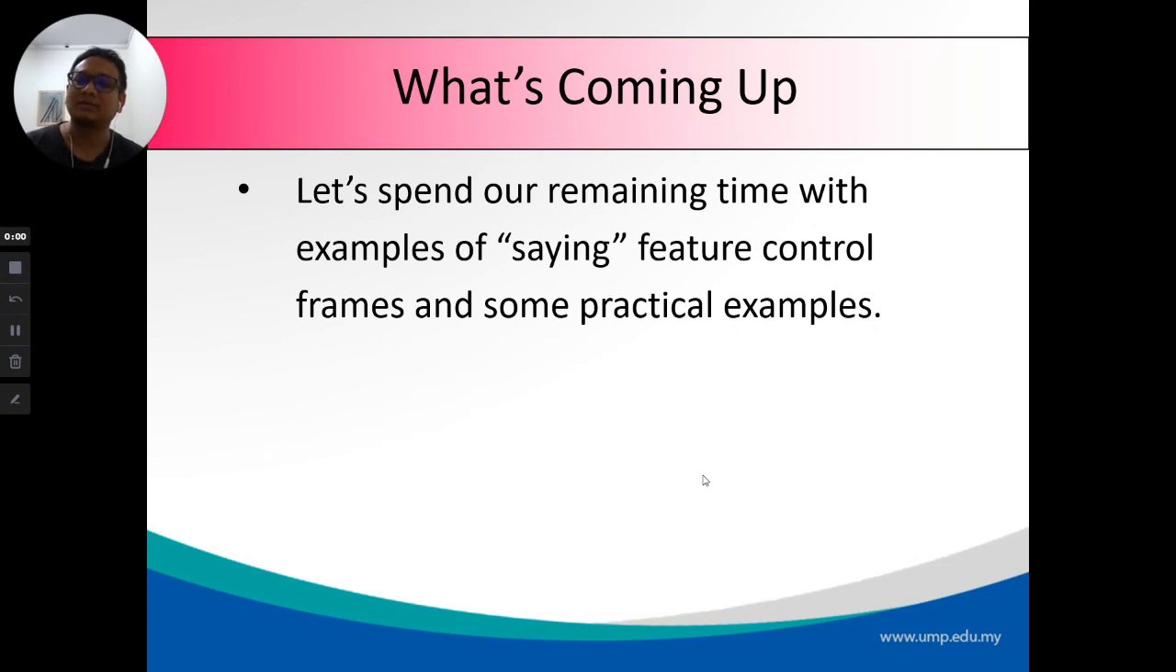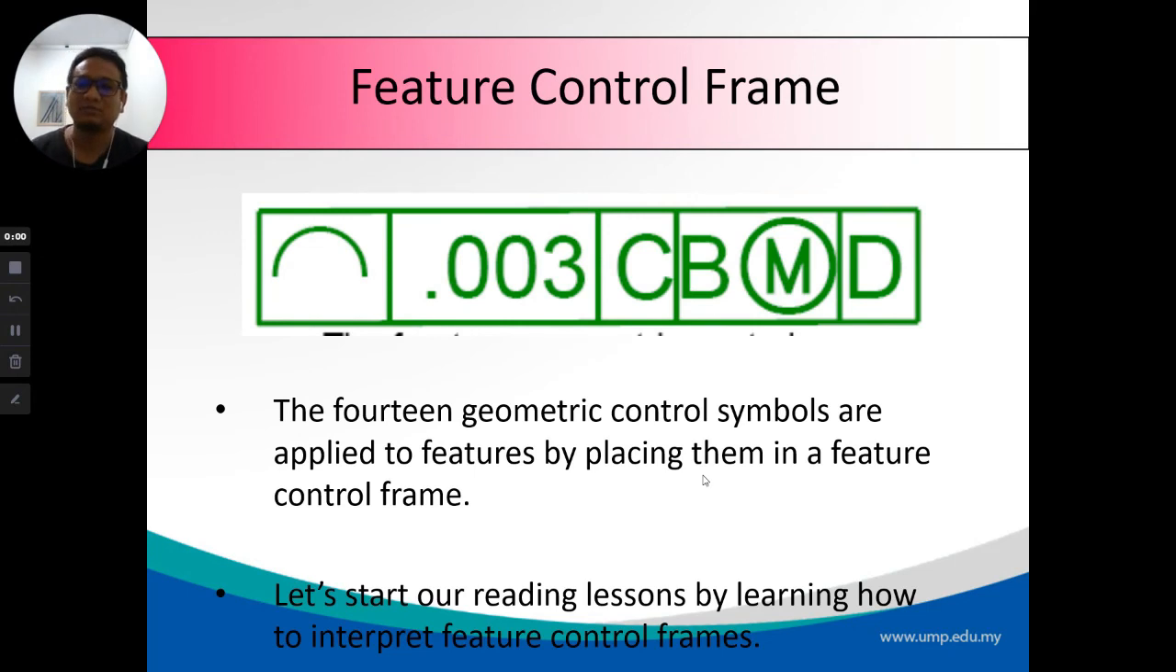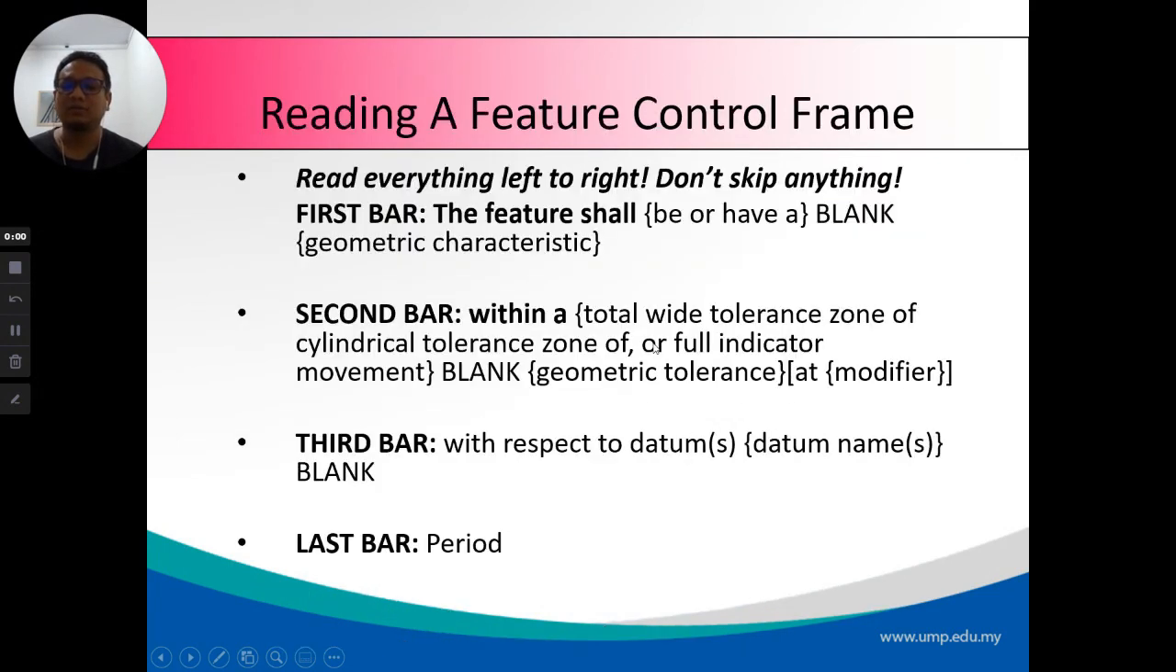So what's coming up next? Now we are going to see an example of this geometric dimensioning and tolerancing in a sentence. Look at this one. The 14 geometric characteristics, the tolerance of the dimension, between C and B and D, maximum material condition.